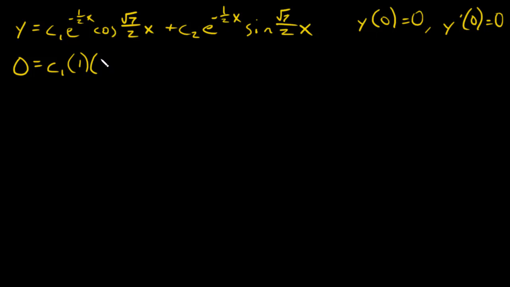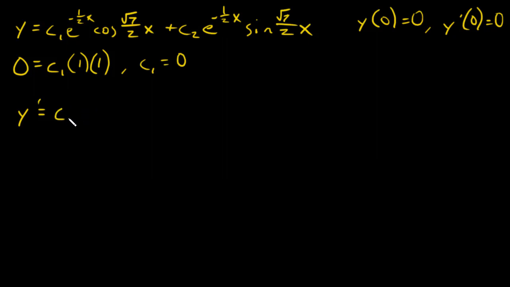Cosine of 0 is a 1. So c1 equals 0, so that is going to be gone. Now y prime is going to equal, I guess I don't have to do this part. It's a 0. It's not going to make an appearance. So I'm just going to worry with these two pieces up here.